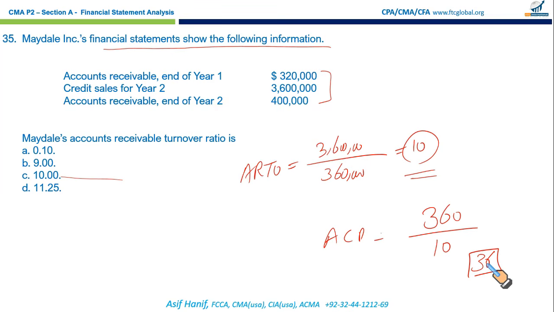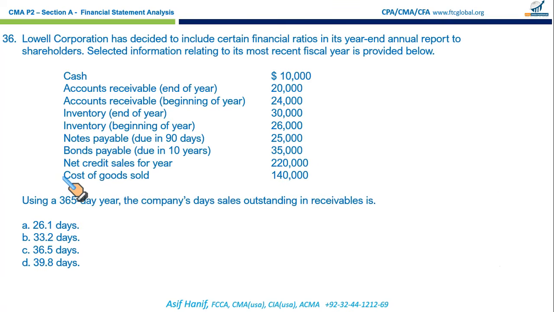Right? Yes, you're absolutely right. If the question is silent, you're right, excellent. If the question is silent, always use 365. 365 over 10 is a more dependable and more accurate answer. So for now, we got the answer: the customers pay you 10 times in a year. Correct.